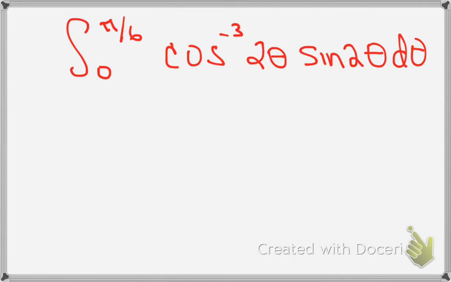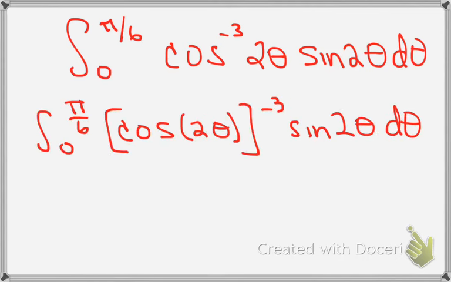I'd like to show you an example of how you can use a u-substitution to help you solve a definite integral. So consider this integral, the integral from 0 to pi over 6 of cosine to the minus third power of 2 theta times sine 2 theta d theta. Remember that this is the same thing as this integral where the cosine of 2 theta is really being raised to the power of minus 3, so that's just notation. And then it's times sine of 2 theta d theta.